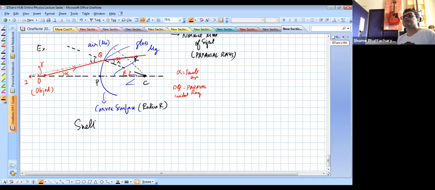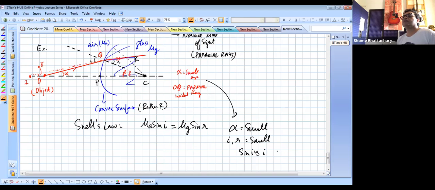So Snell's law, that thing applied over here, will be mu of air into sine I is equal to mu of glass into sine R. Okay. Now since alpha is small, because we are considering only paraxial waves, so I and R are also small angles. So sine I is approximately I. Sine R is approximately R. So Snell's law gets modified a little into refractive index of air into I is equal to refractive index of glass into R. So this becomes my first equation.